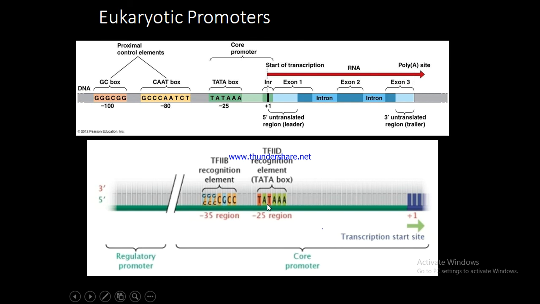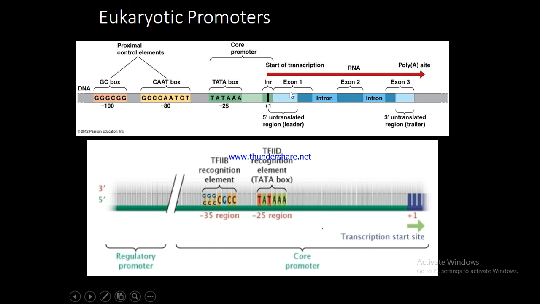The TATA box is recognized by this TFIID transcription factor. So you have to memorize this one, TFIID and TFIIB. Okay, and then +1. These all together form a core promoter. Okay, so let's go to downstream. In downstream there is a +1 region, meaning here it is the start.